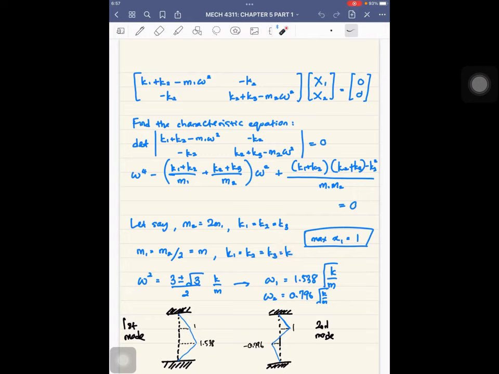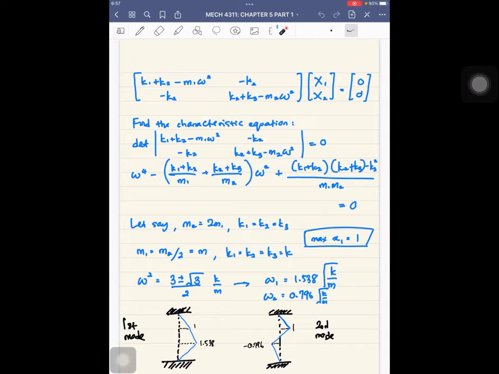So if we substitute everything as m and everything as k in the characteristic equation, and we find the roots, basically we'll have these roots over here, 3 plus minus square root of 3 over 2. Okay, so we find the roots. The first root will be 1.538 and the second is 0.796. So we take those two values the same way as we did before.